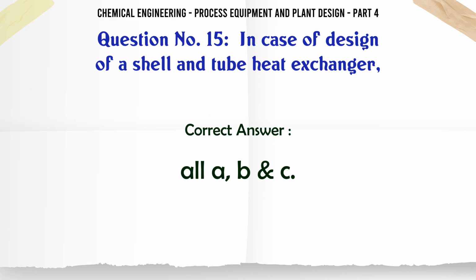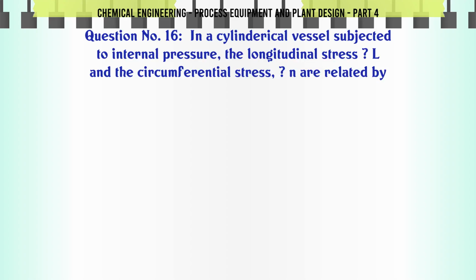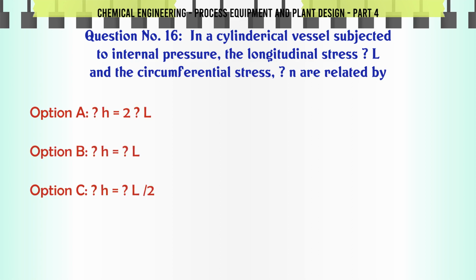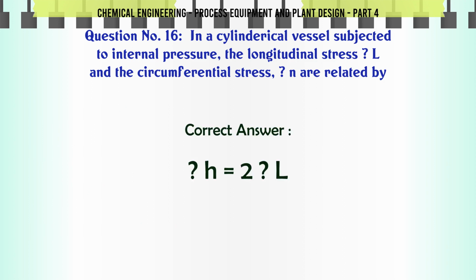The correct answer is all A, B, C. In a cylindrical vessel subjected to internal pressure, the longitudinal stress σL and the circumferential stress σH are related by A. σH = 2σL, B. σH = σL, C. σH = σL², D. No relation exists. The correct answer is σH = 2σL.